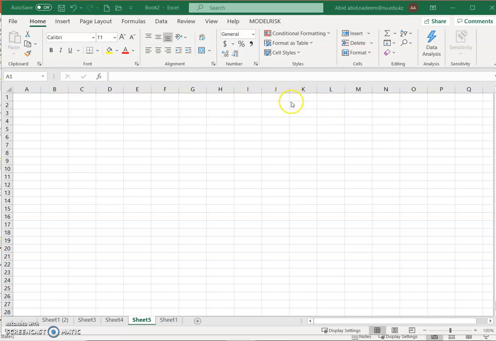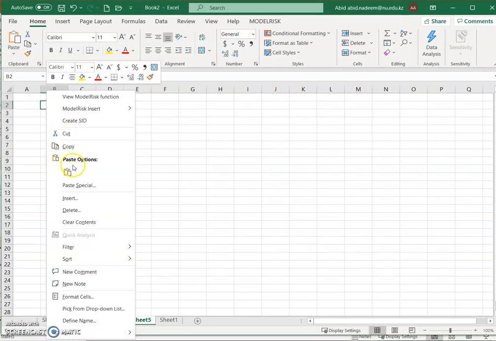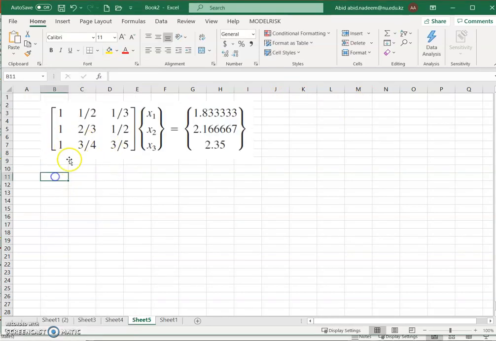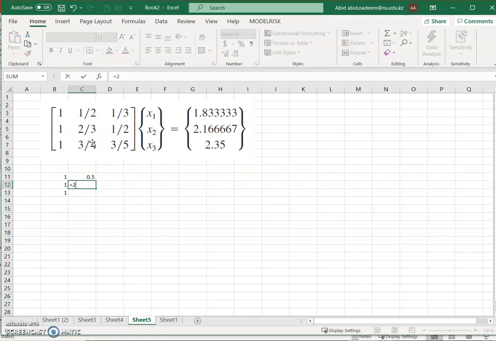If, for example, I have this system of equations, in this case this is the matrix. That matrix is 1, 1, 1, and it is equal to 1 by 2, 2 by 3, and 3 by 4, and 1 by 3, 1 by 2, and 3 by 5. Okay, so this is the matrix.